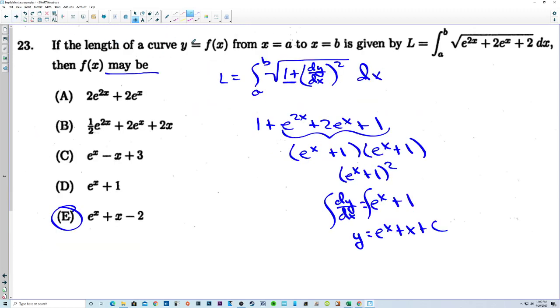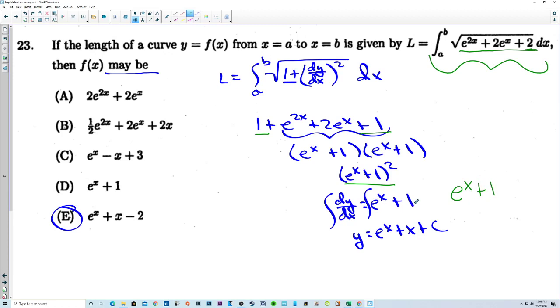If the length of a curve y equals f of x from a to b is given by the length of a curve. Well, the length of a curve is the integral from a to b of the square root of 1 plus the derivative squared. So somehow we have to find the derivative squared in this in order to find the actual function. We can borrow 1 from 2, so we get 1 plus 1. This factors into e to the x plus 1 times e to the x plus 1, e to the x plus 1 squared, and we know that that's the derivative squared. So now we know the derivative is e to the x plus 1.